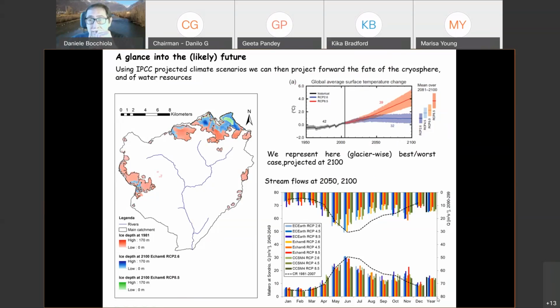Here, in the right bottom part, you could see the projected stream flows for every month in the same catchment. The black dashed line is the present, and of course, the colored lines are different scenarios for the future for the same month. Especially in June, July, August, even September, you would see much less water available. On the bottom part, you have half century, and the top part, upside down, you have the end of century.